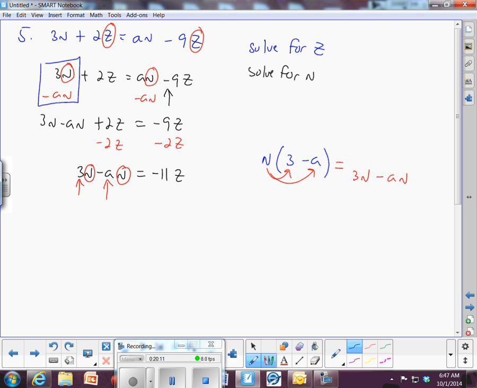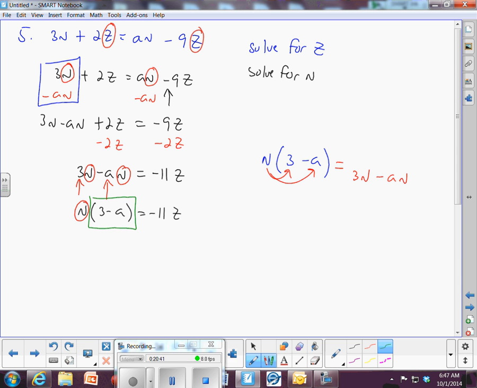So what does our 3n minus an become? An n times the quantity 3 minus a. We're doing the distributive property in reverse. Equals negative 11z. Why did we do that? Well, look, now here's our n. Here is something multiplied times the variable. How do we move it? By multiplying both sides by the reciprocal.